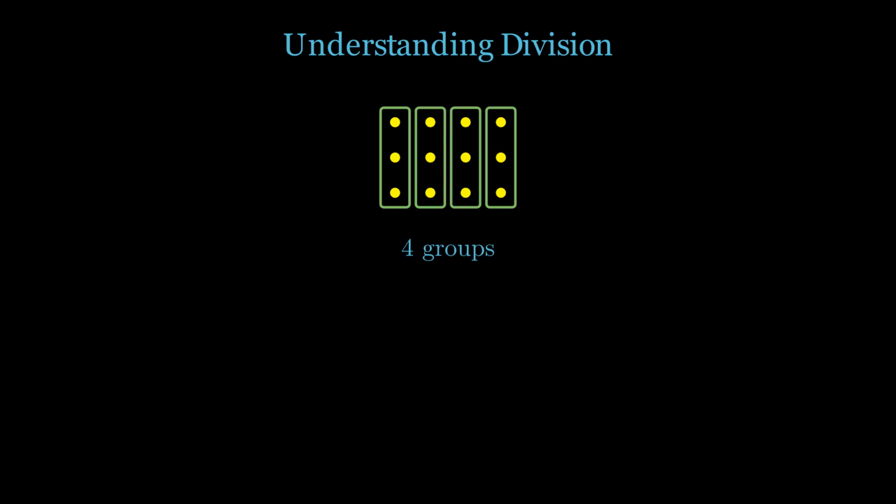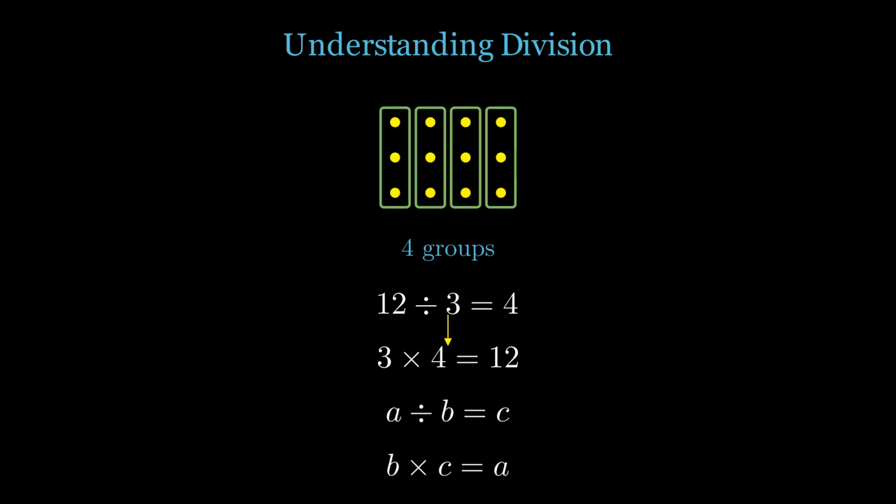But here's the key insight that most people miss. Division is really the inverse of multiplication. When we write 12 divided by 3 equals 4, we're actually saying that 3 times 4 equals 12. This relationship is absolutely crucial to understanding why zero creates problems. In general terms, a divided by b equals c means that b times c equals a.